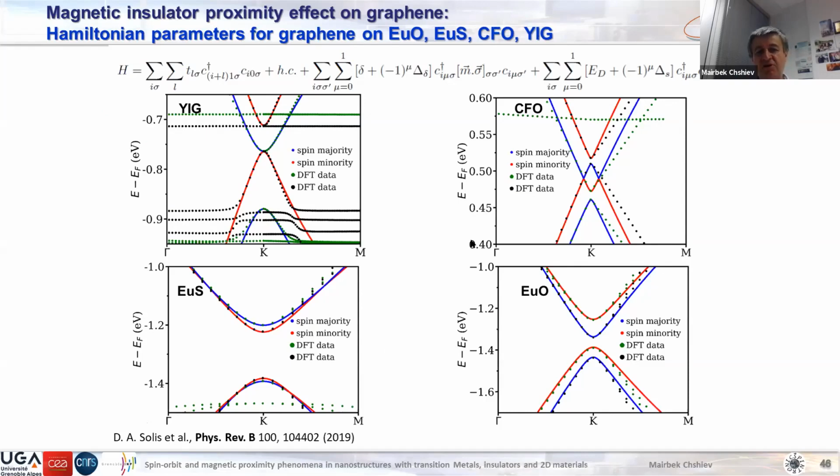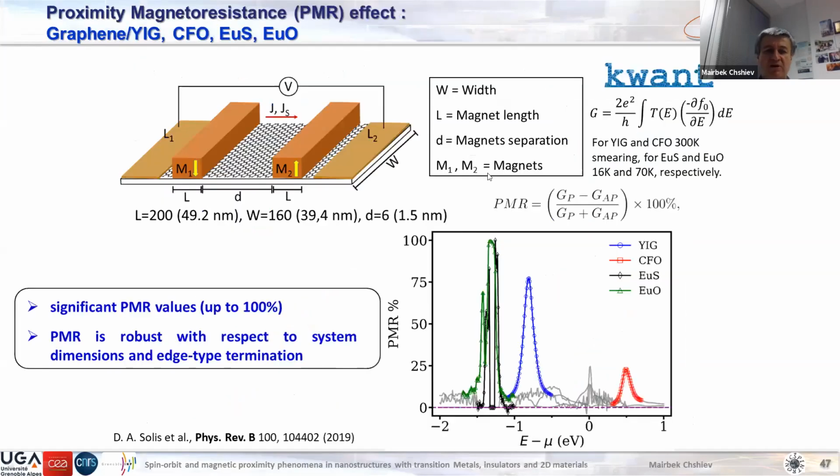The idea was to fit with a tight binding Hamiltonian the first principle band structure, which is shown here with the dots. And he got this fit done for all situations, including EGA, which is interesting, and CF4. Here in the Hamiltonian, you recognize the hopping, exchange, and staggered potential. And then we calculate and propose a concept of such a device.